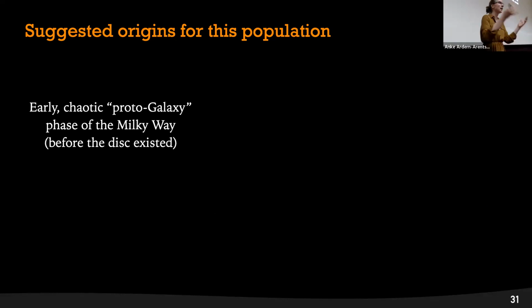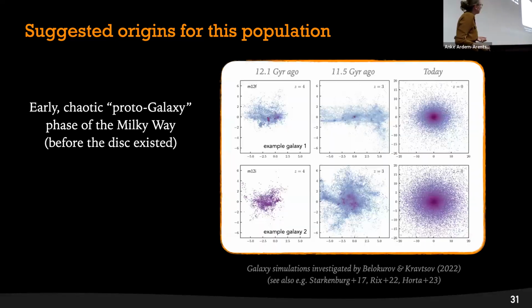And then over time, you slowly start building a gas disk and start forming stars in the disk and forming more metal-rich stars. These are some figures from a galaxy simulation, showing two different galaxies at 12.1 gigayears ago, 11.5 gigayears ago, and today. Here you can see this very clumpy beginning state where you have big clumps that are the building blocks coming together, and a bunch of small ones.